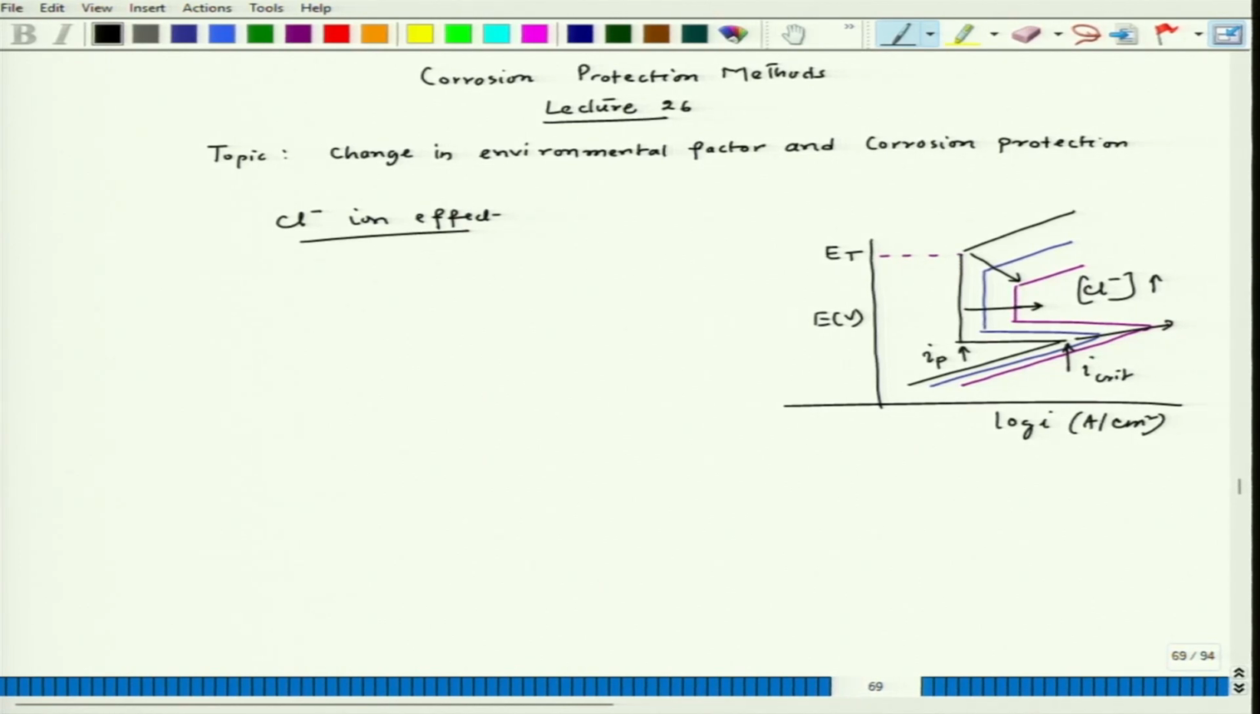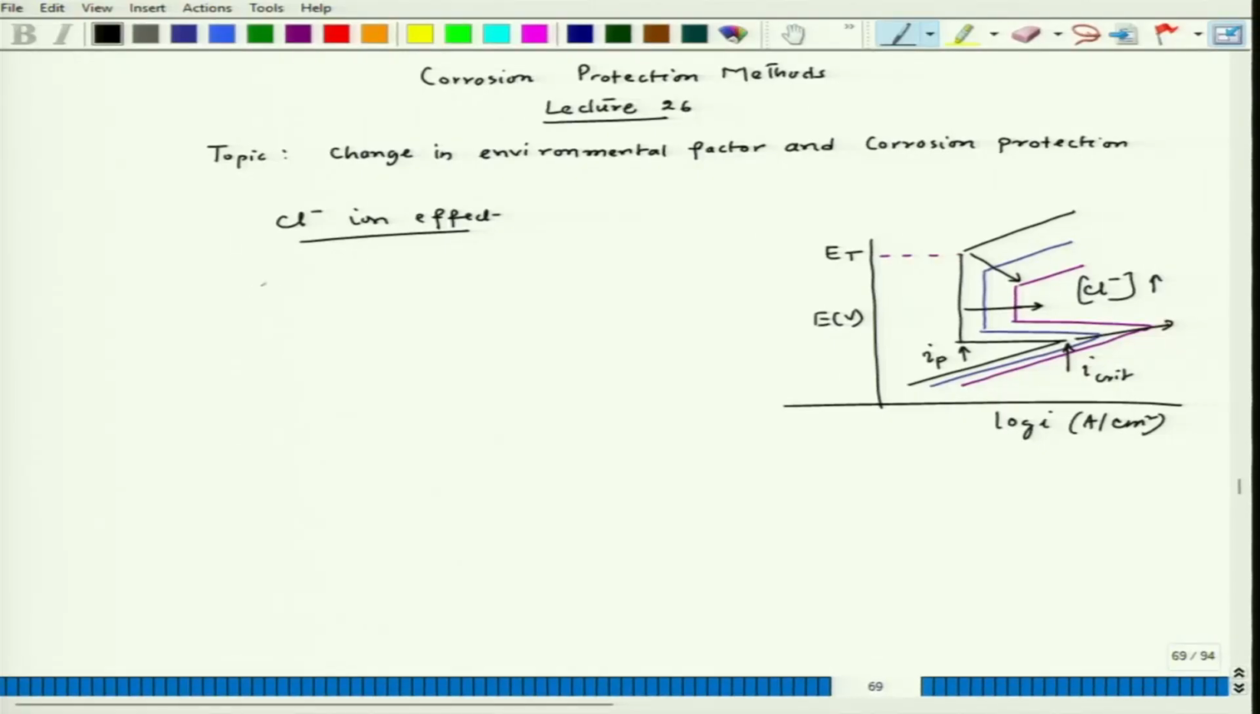Now, we have understood the effect of ET as well as IP due to the presence of chloride ion on the corrosion rate of the active passive metal. And in both the cases, we have seen that chloride ion actually degrades the metal and the corrosion rate increases. Now, we have also seen that I critical increases, and we have to see what could happen to the active passive metal if I critical increases.